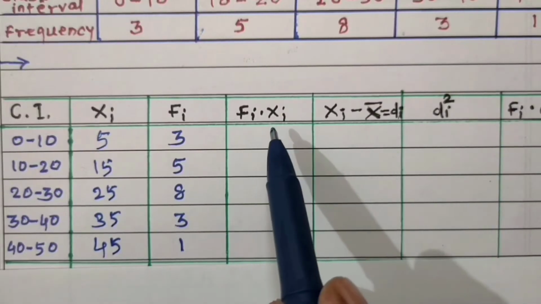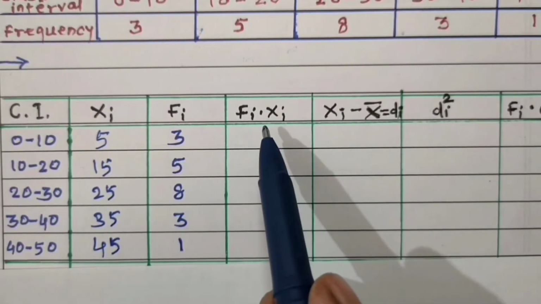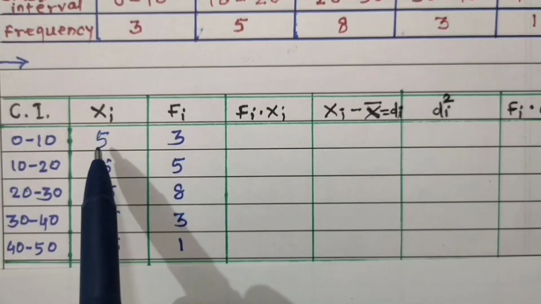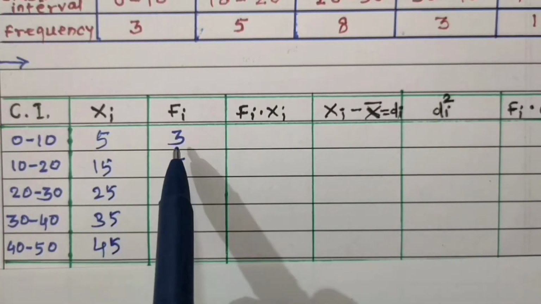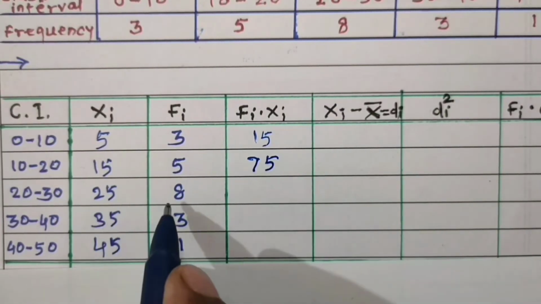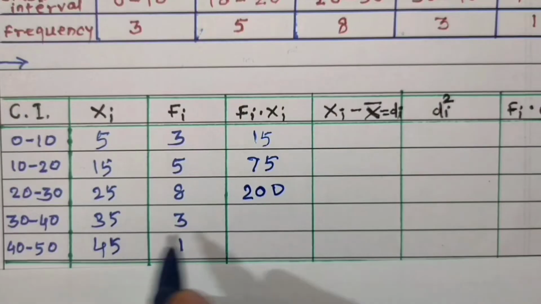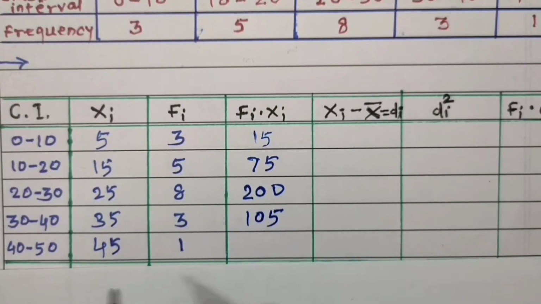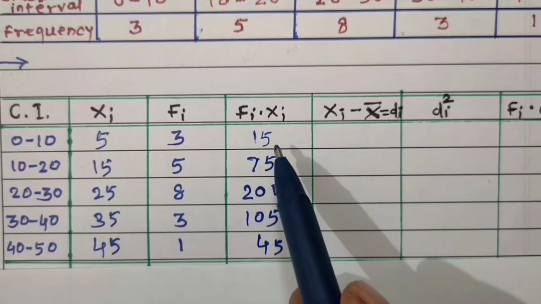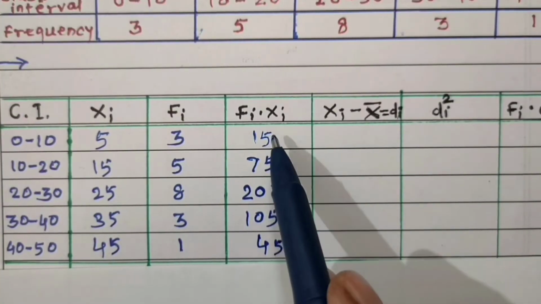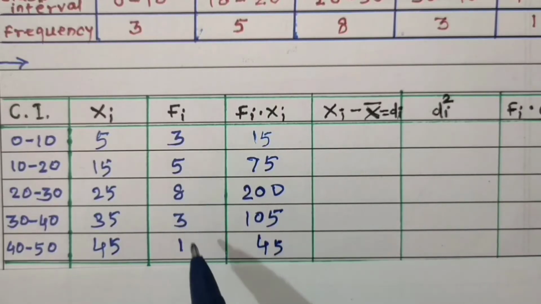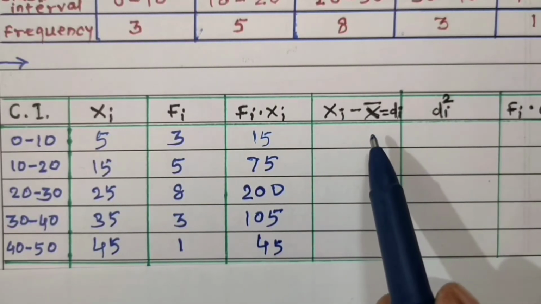Let us find values for the fourth column. In the fourth column, we have to take multiplication of frequencies and midpoints of each class interval. So 5 into 3, 15. 15 into 5, 75. 25 into 8, 200. 35 into 3, 105. And 45 into 1, 45. Let us calculate the summation of all these values from the fi xi column as well as the sum of all values from the fi column to get the mean of the distribution.